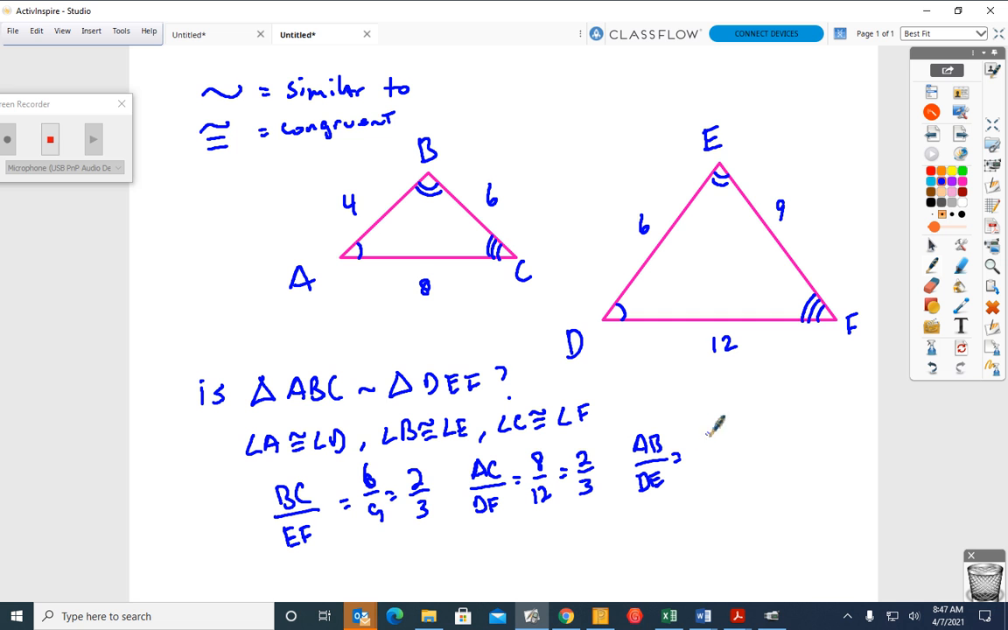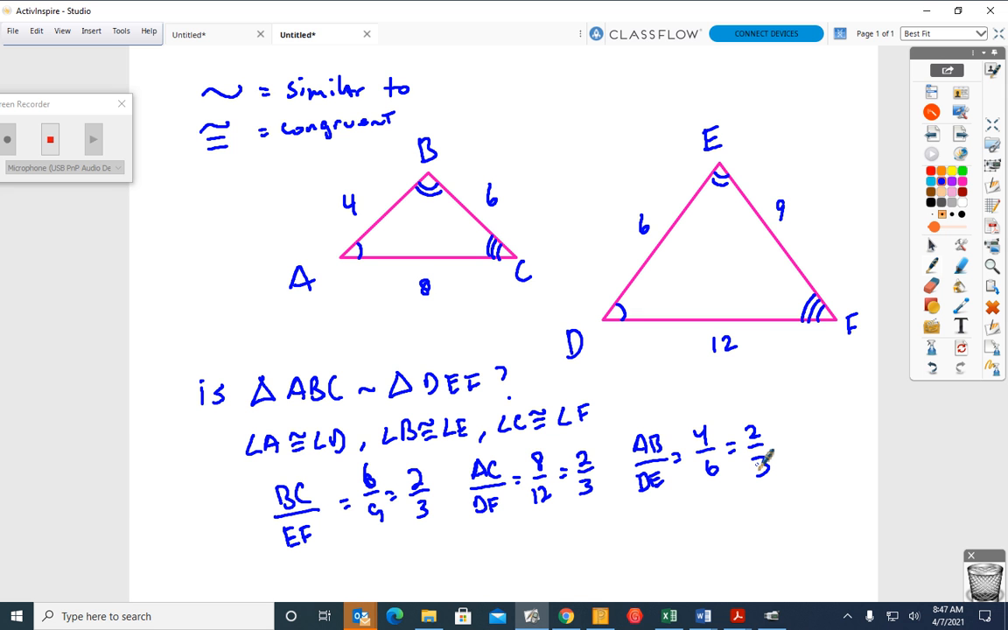Okay, and AB is 4, DE is 6. What does this simplify to? 2/3, okay. So what we would say is that yes, these two are similar because all of those simplify to 2/3, and all of those angles are congruent to the other angle. Does that make sense? Yeah?